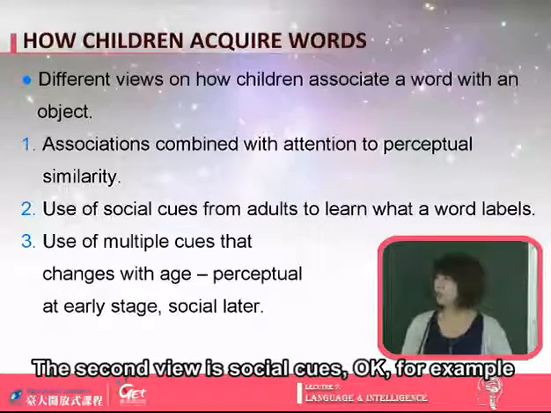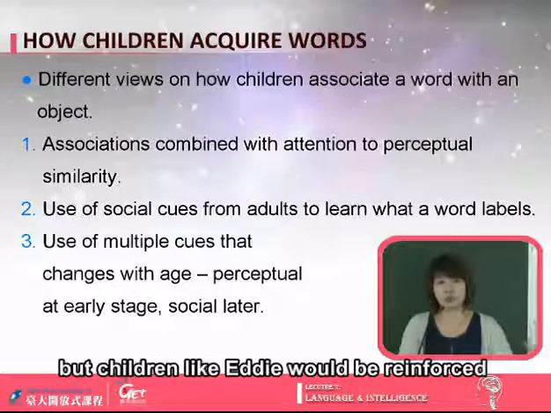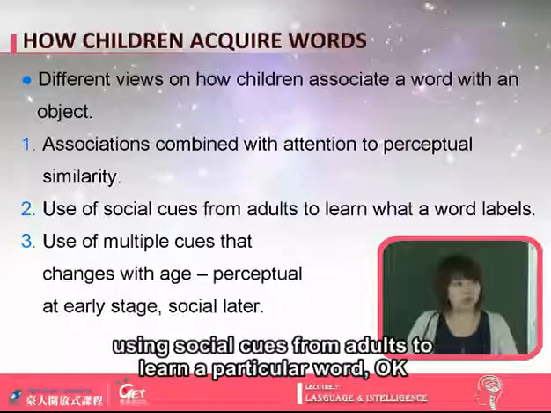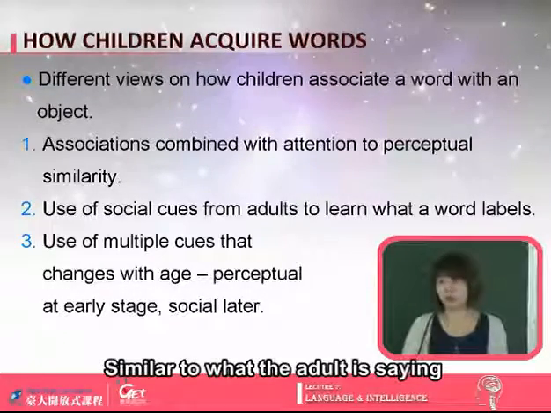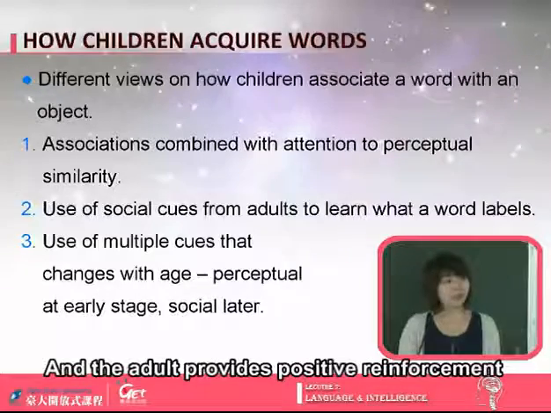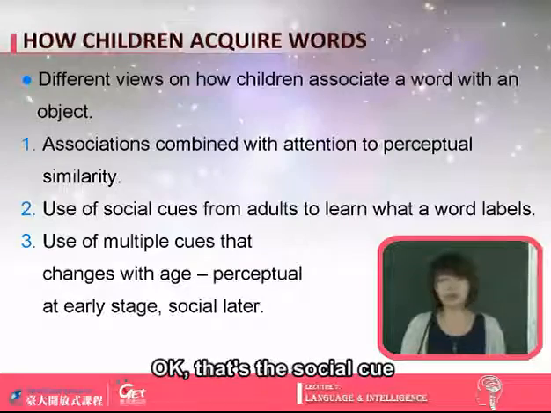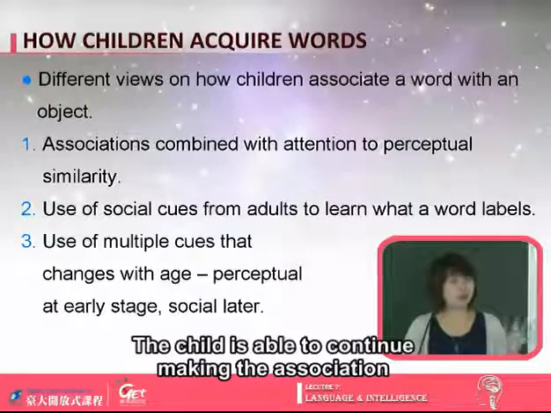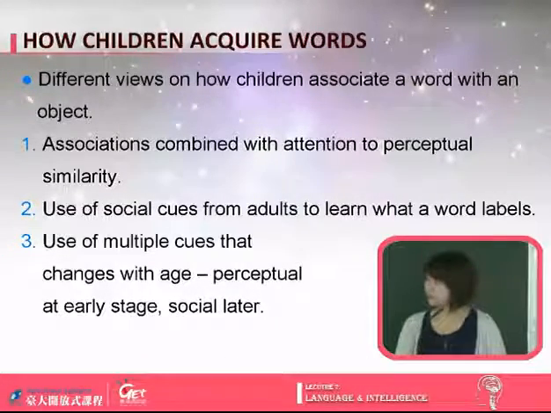The second view is social cues. For example, what Eddie, that was very young then, but children like Eddie would be reinforced using social cues from adults to learn a particular word. When the child is trying to produce a word similar to what the adult is saying, and the adult provides positive reinforcement, saying, yes, that's right, that's a social cue, that's a social reinforcement as well. The child is able to continue making the association, reinforcing that association.